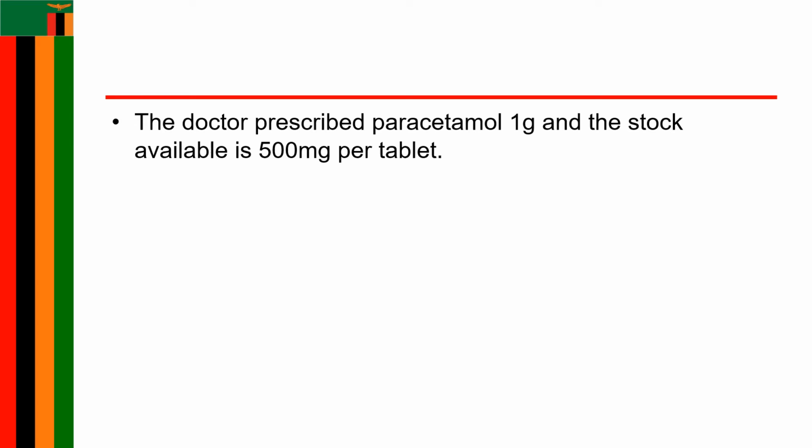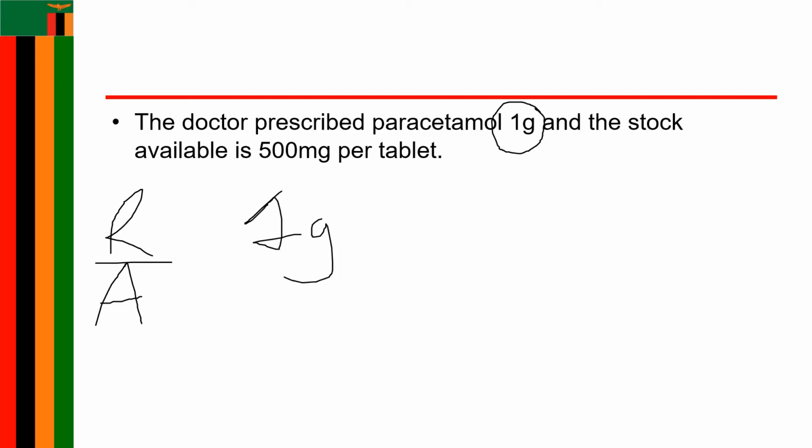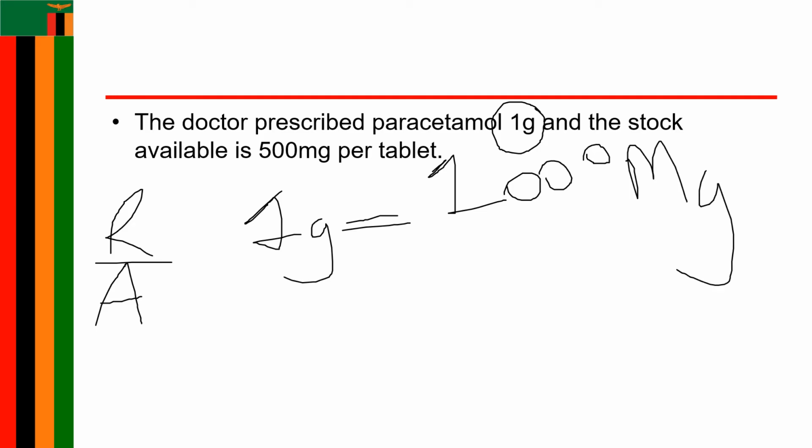The question reads: the doctor prescribed paracetamol 1 gram and the stock available is 500 milligrams per tablet. In this case, remember the formula first of all is the required dose divided by the available stock. The required dose that we have is 1 gram, so we are going to convert this 1 gram to milligrams, which gives us 1000 milligrams. That should be the first step, converting the grams to milligrams.